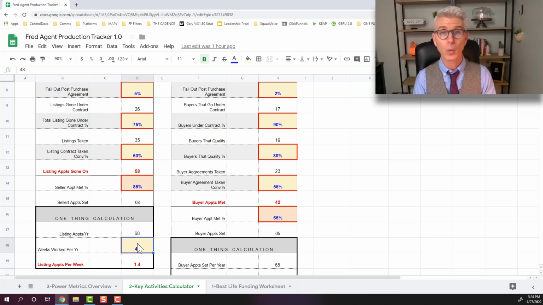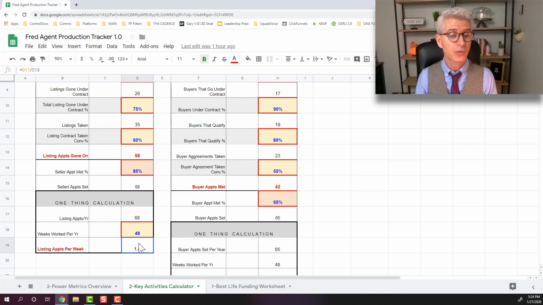So if Fred works 48 weeks in a year, so there's 52 weeks in a year. If he takes a month off, he'll work 48 weeks. Look at this. If Fred sets 1.4 appointments a week, he will get there. And now I'm picking up my 1970s calculator. I'm taking 1.4 and I multiply that times 4. So Fred's got to set about 6 listing appointments a month, right? Okay, now that's on the seller listing side.